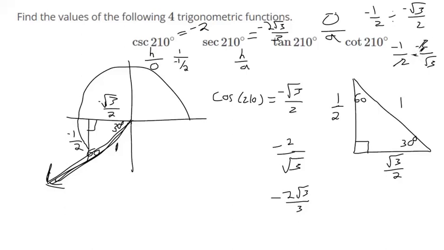So these can cross cancel. So negative times negative makes a positive 1 over the square root of 3. Or if we rationalize the denominator, that's square root of 3 over 3. So tangent is square root of 3 over 3.